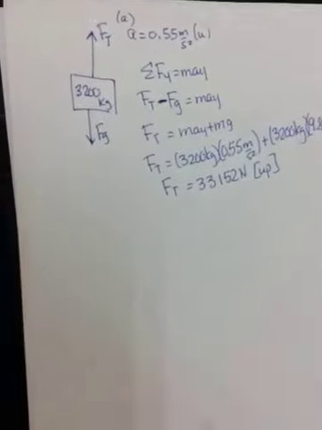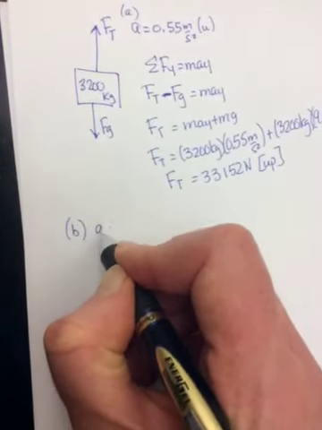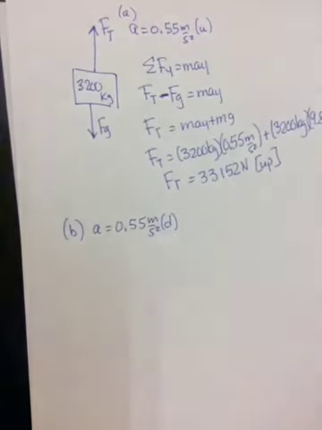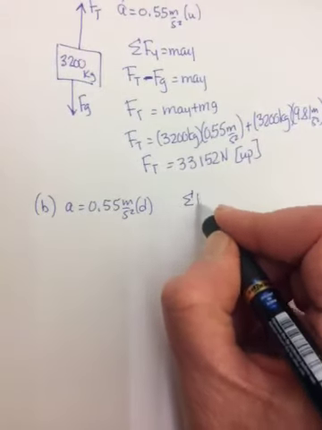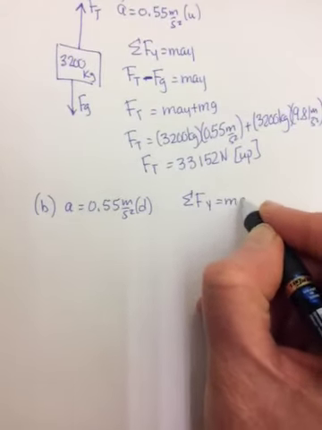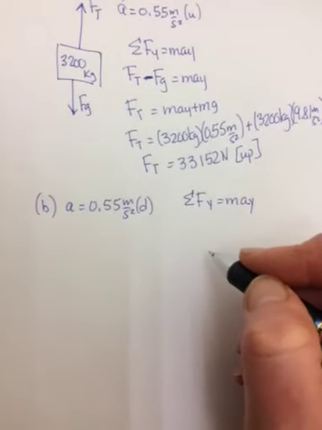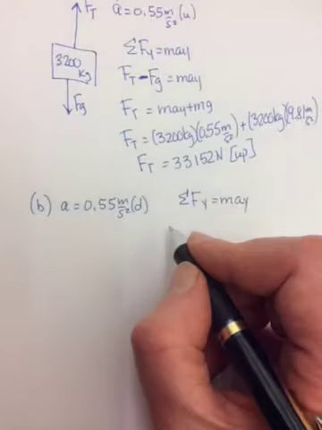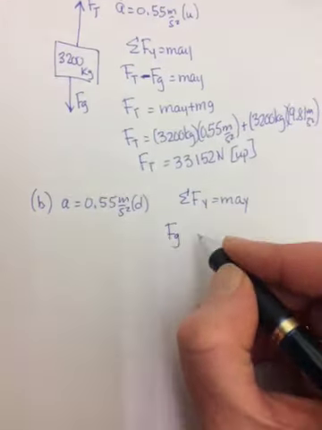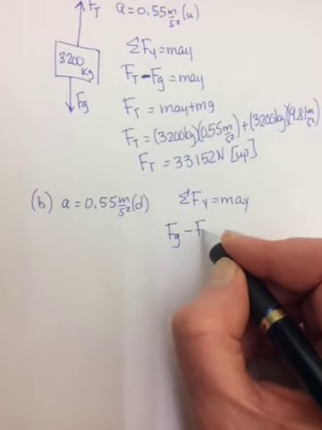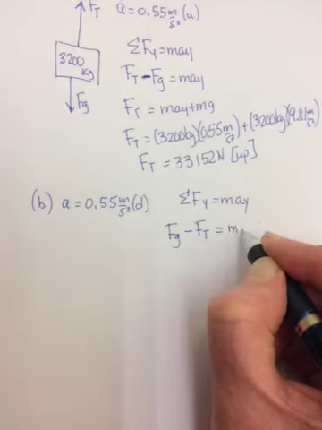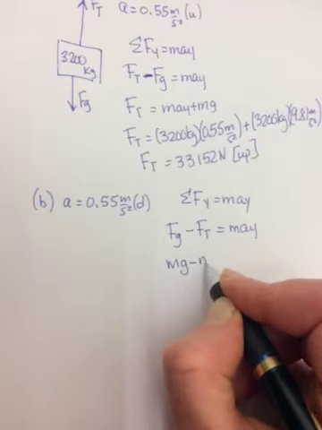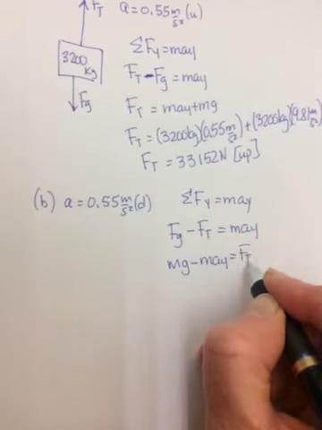Part B might say, so this would be part A, it's accelerating upward. Part B might say, what if the elevator was accelerating downward? So a is equal to 0.55 meters per second squared down. So you would do exactly the same thing. Sum of the forces in the y is equal to may. And now you have a choice. Which way do you want to call positive? If you want to call the direction of motion positive, then the sum of the forces would become Fg would be positive, it's going down. Ft would be negative, it's going up, is equal to may. And you're solving for Ft. So it would become mg minus may is equal to Ft.